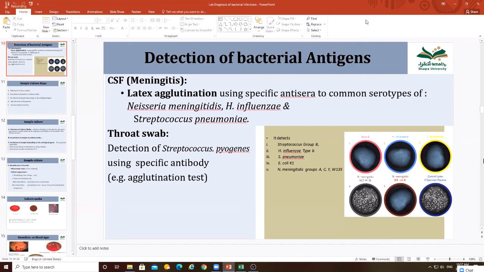Doctor, do you have specific antibody for specific bacteria? Yes, you got the right point. So here we are having a specific antibody to Streptococcus B.